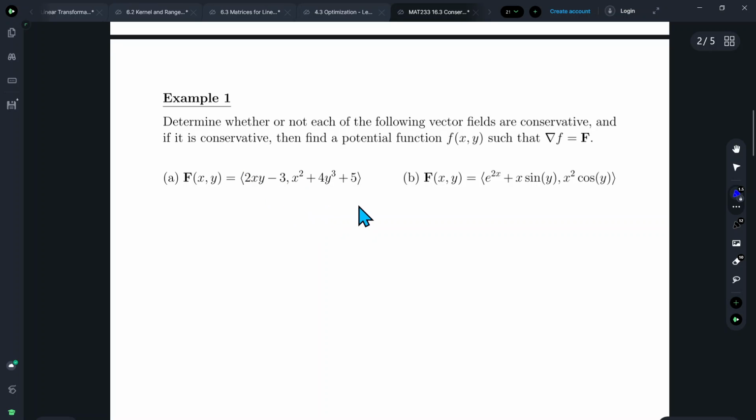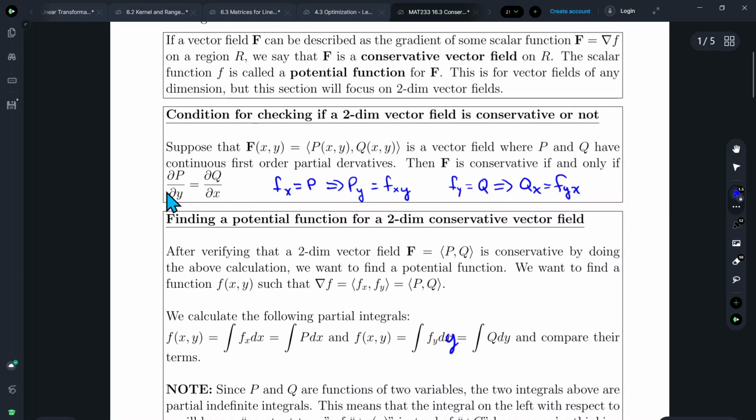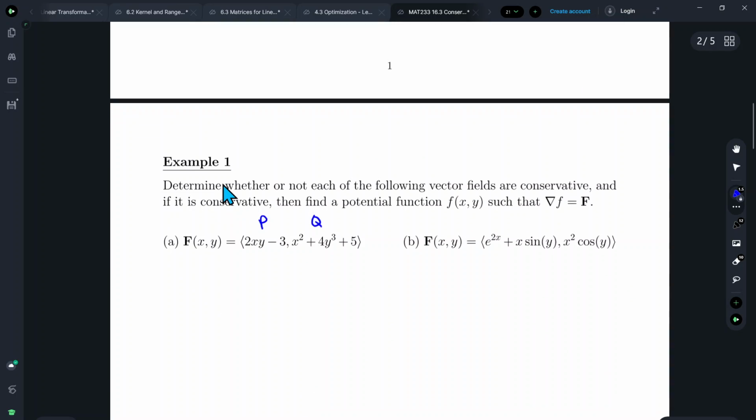So here, this is a two-dimensional vector field. Let's label the components P and Q. Okay, so first we need to verify whether it's conservative or not. And so going back to the previous page, this is the calculation we need to check. We take the partial of P with respect to Y and the partial of Q with respect to X. So P sub Y and Q sub X. So we need to calculate these two partial derivatives.